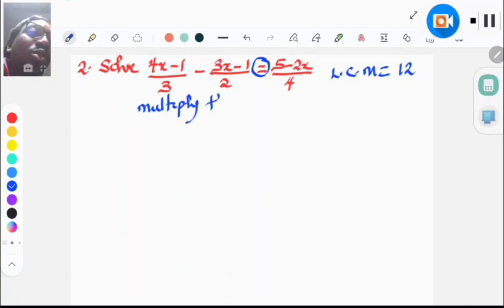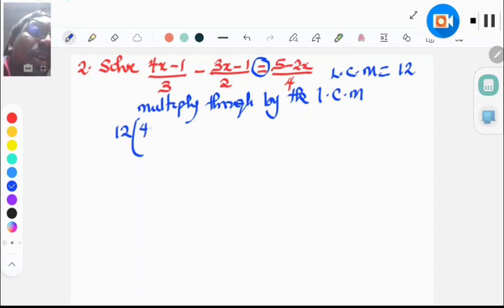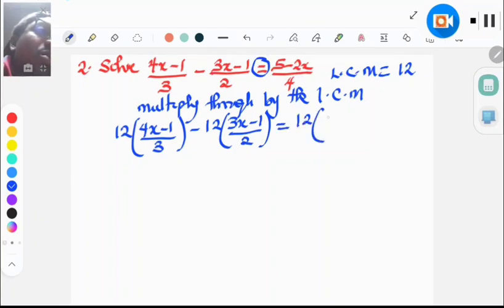Let's multiply through by the LCM. So that means 12 is going to multiply (4x minus 1) over 3, minus 12 is going to multiply (3x minus 1) over 2, and 12 is also going to multiply (5 minus 2x) over 4. Now from here, 3 goes, that's 4, 2 goes, that's 6, 4 goes, that's 3.